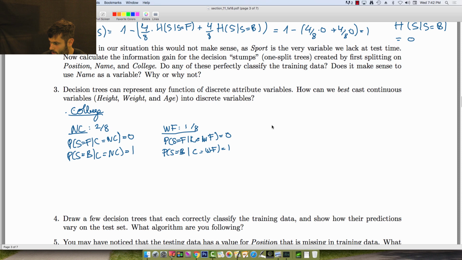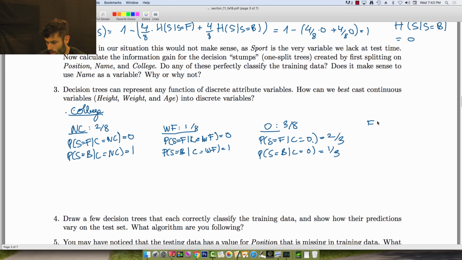The third college that we have is Oklahoma. We have 3 out of 8 of those. One person is playing basketball, and the 2 other people are playing football. So in this case, the probability of sport being football, given that the college is Oklahoma, is 2 out of 3, and the probability of playing basketball is 1 over 3.